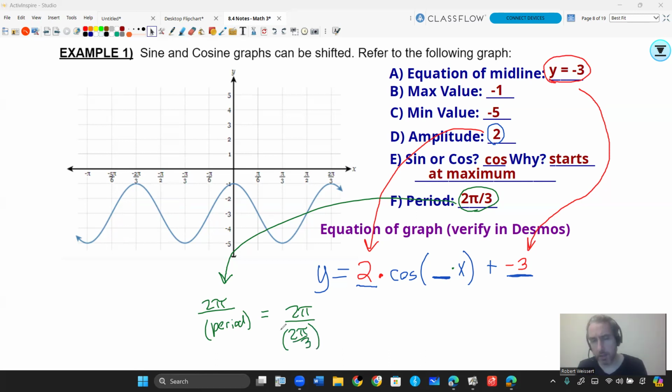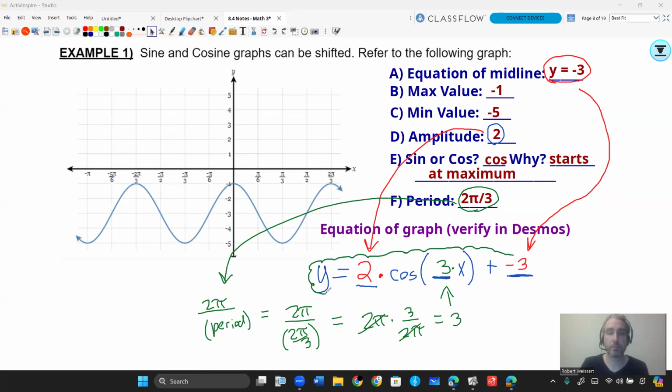Now you can use your calculator, or you can do this by hand. I'll show you both ways. If I'm doing 2 pi divided by 2 pi over 3, it's really just a keep, change, flip problem: 2 pi times 3 over 2 pi. Those 2 pi's will cancel out, and the number you're left with in this case is just 3. That's the number attached to your x in there. So that would be your equation.